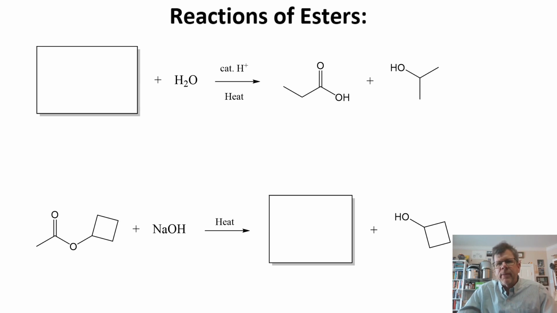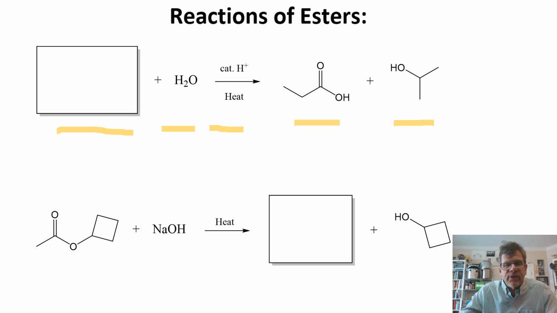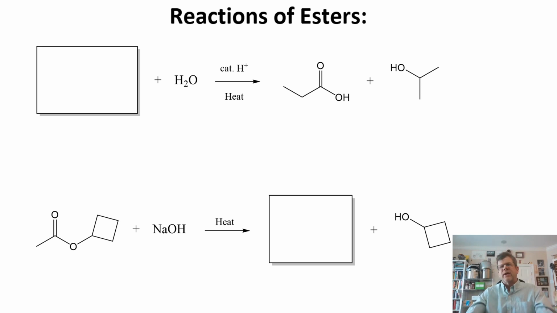But let's look at some reactions of esters, specifically this hydrolysis of an ester, playing what's in the box. Well, let's see what we got here. Something plus water under catalytic acidic conditions and heat give a carboxylic acid and an alcohol. All of this information should tell us that we have all of the pieces together for the hydrolysis of an ester, specifically the acid catalyzed hydrolysis of an ester. So what are we ultimately going to do here?